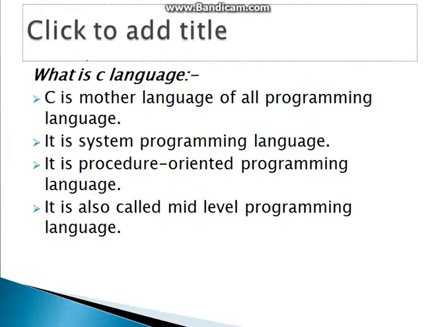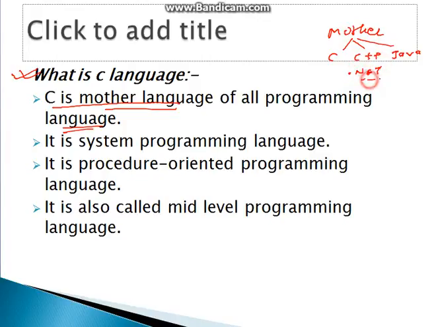Now first let us understand what is C language. C is nothing but the mother language of all the programming languages. Understood? It is a mother language. Mother means from where all languages came. C came, then C++ came, then Java came, .NET, and so many programming languages came. So C is the mother language of all programming languages.